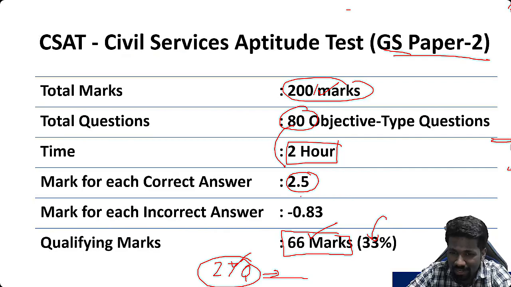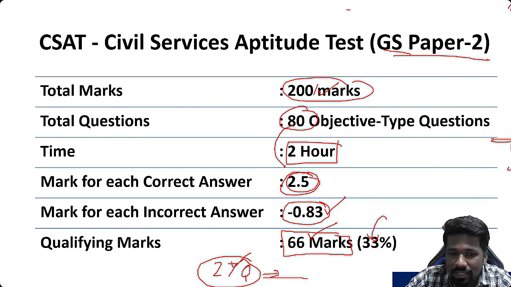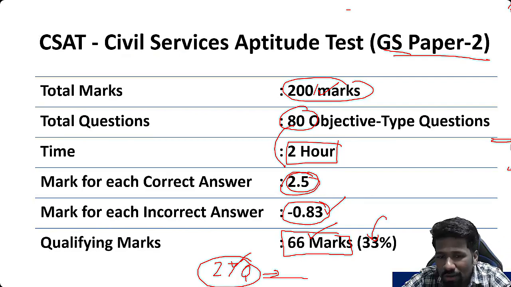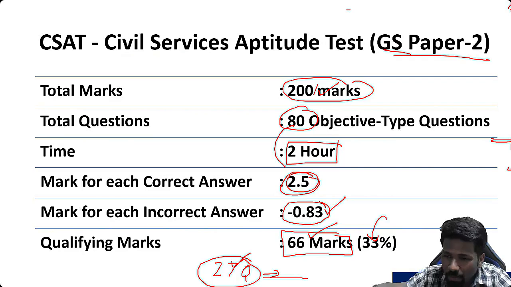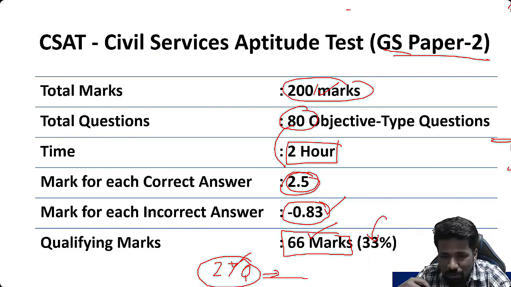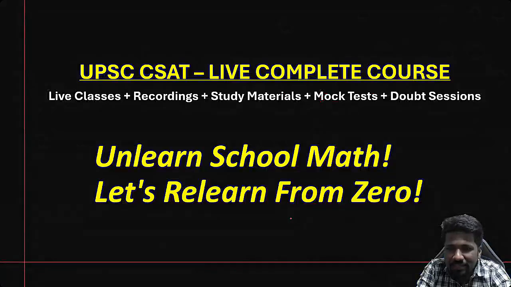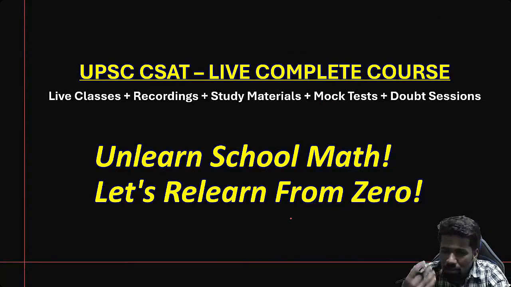Yeah, there is negative mark. 1/3 mark is negative. 2.5 for a correct answer, 0.83 mark for a wrong answer. So that is how the marking is. So above 66, how much you score, there is no benefit out of it. Getting just 66 above mark is enough to clear the cutoff. So that is why I'm saying selecting the questions is totally possible.